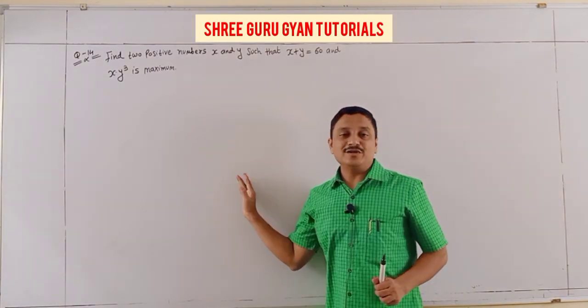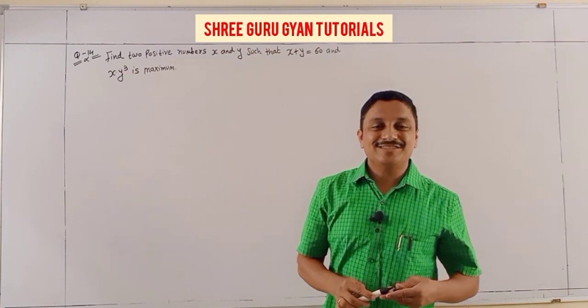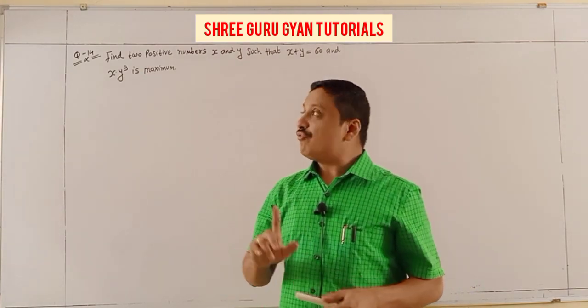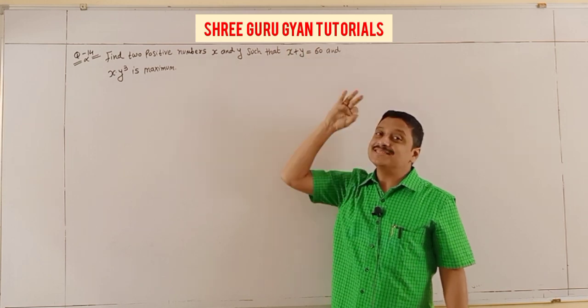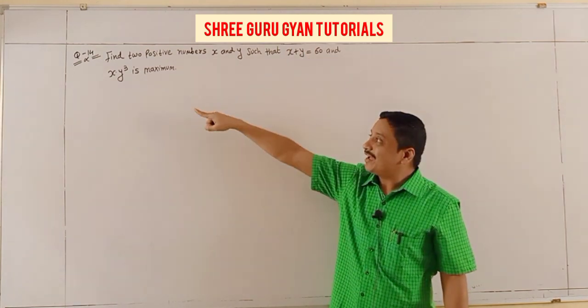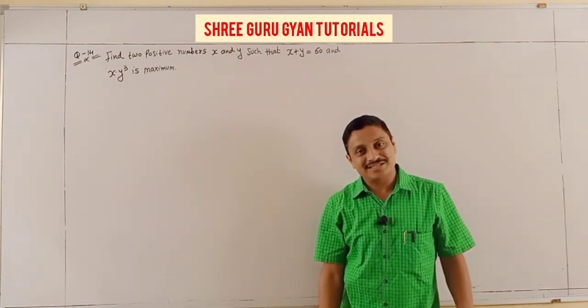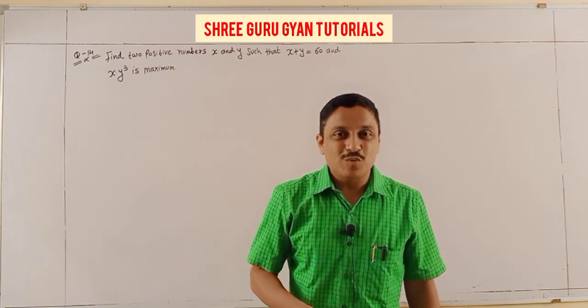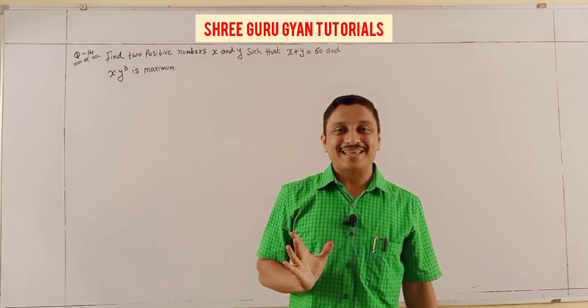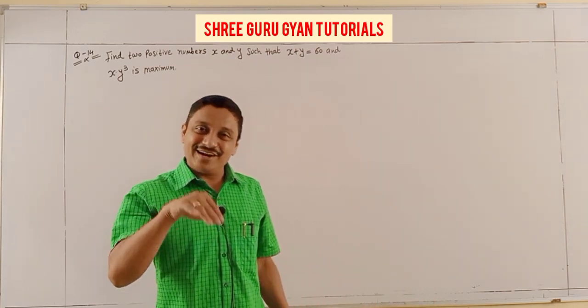Now students, coming to a question parallel to the 13th one. Find two positive numbers x and y whose sum is 60 and x times y cube is maximum. Students, this numerical I will explain in two ways: one the shortcut way, the MCQ way, and then the long method.